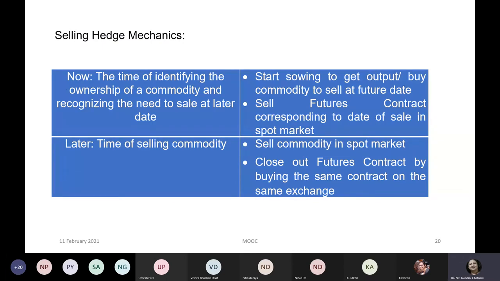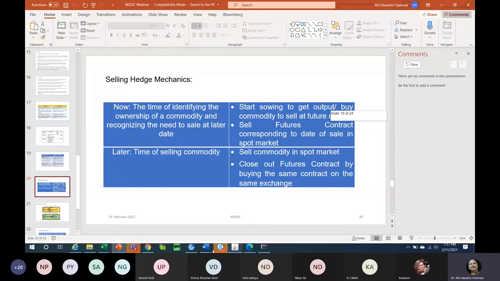Now, what will you do when you need to sell something at a later date? I'm sorry, I said short. What would you do if you are long a commodity, if you need to sell something at a later date? So if you're something like a farmer.